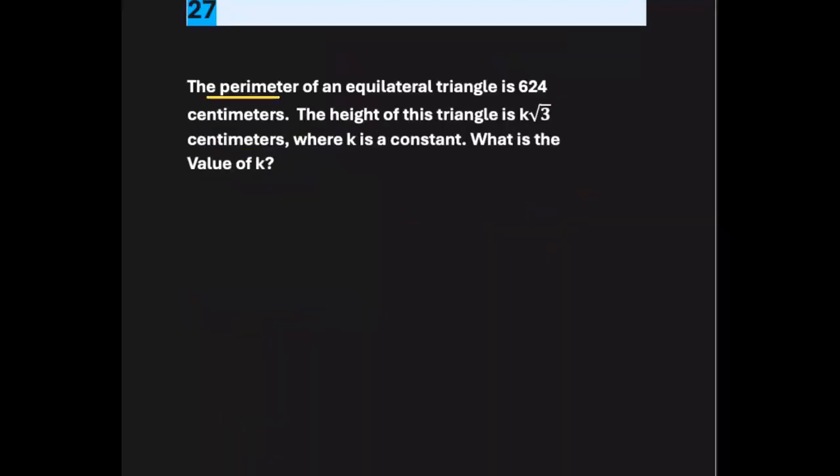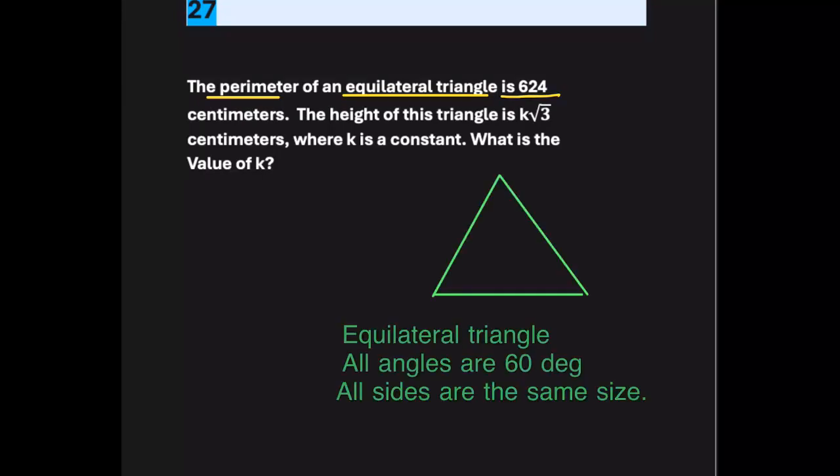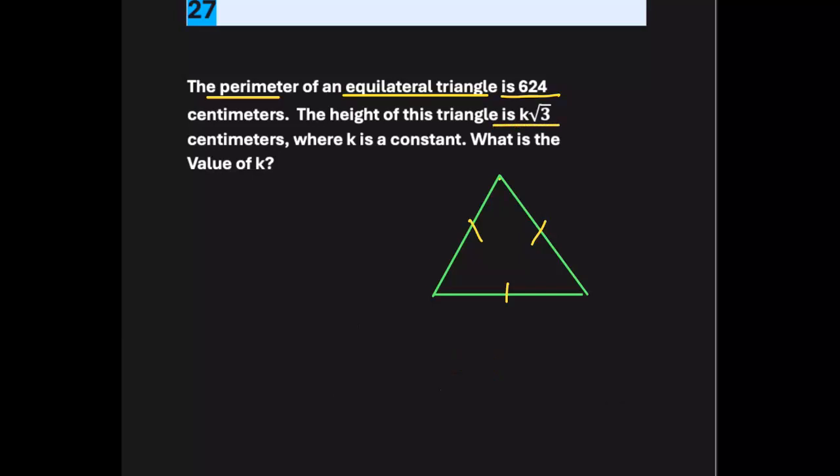We have a perimeter of an equilateral triangle of 624. And the height of this triangle is k square root of 3. Let's see what the equilateral triangle is. It looks like that. And all sides are equal. And all angles are 60. But they gave us another piece of information, which is k square root of 3. That tells us the triangle is split into 2. We have a right angle here and a right angle on this side. And here 60 and here 60. And the 60 on the vertex is split into 30 and 30.